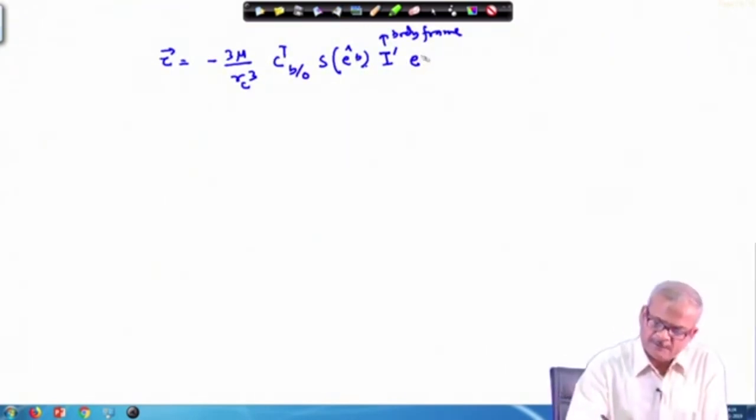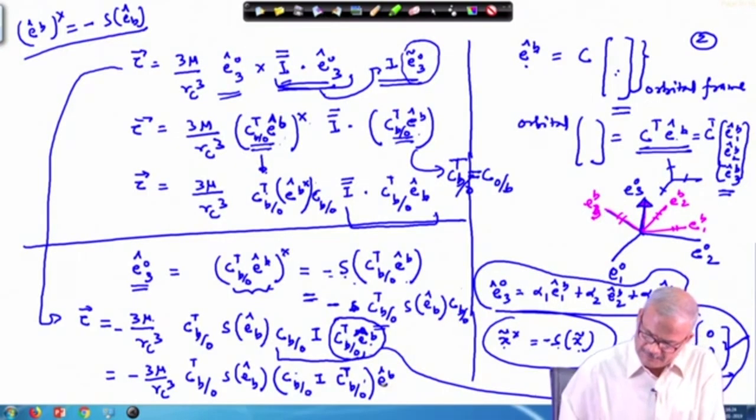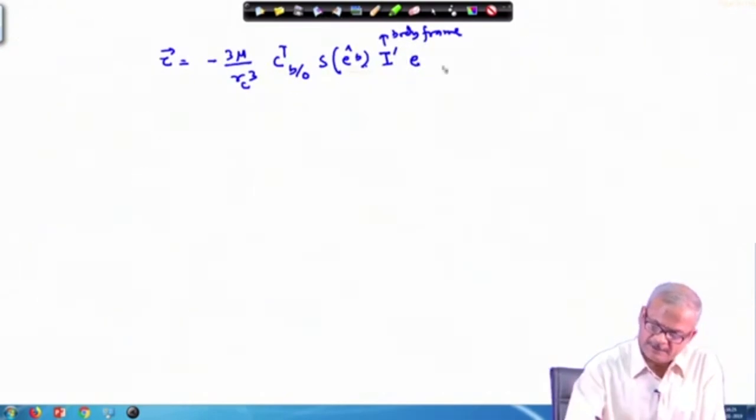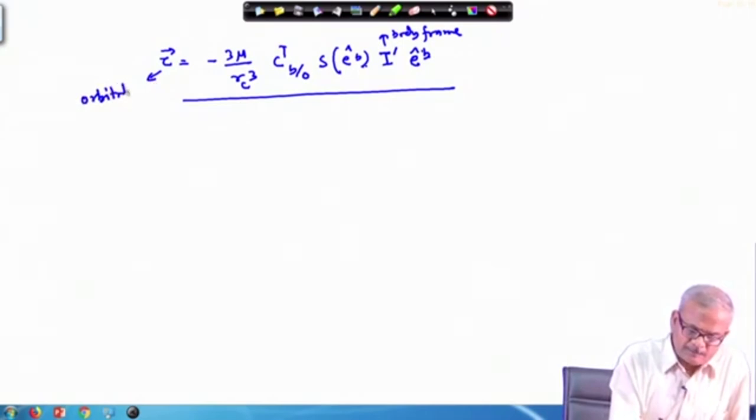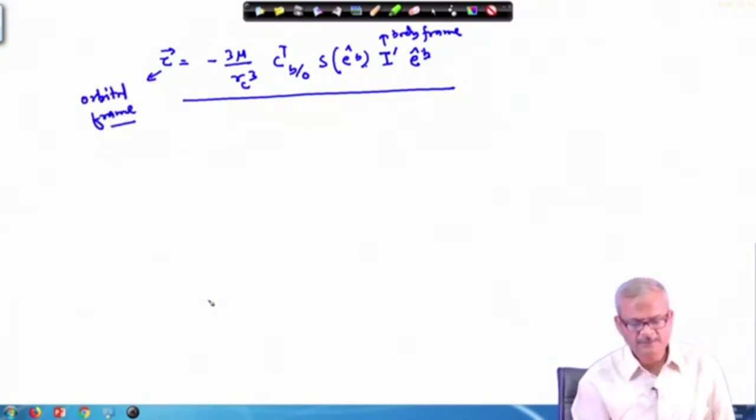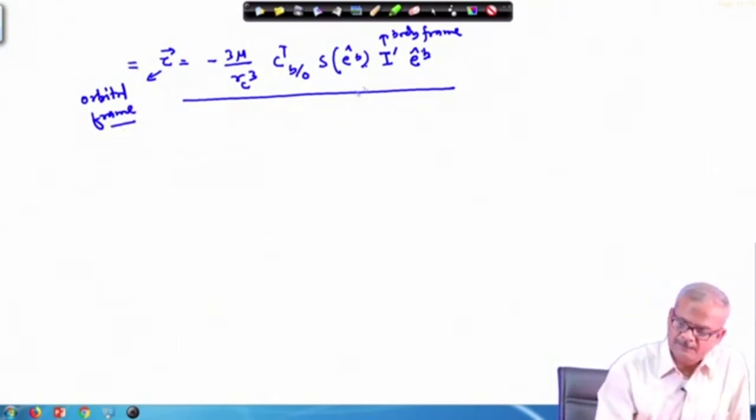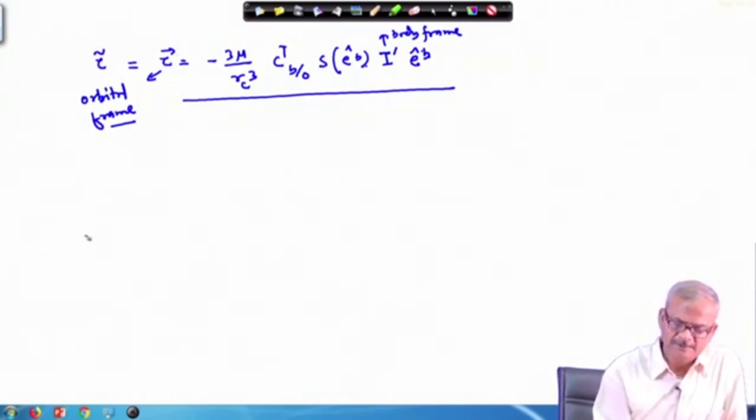Okay, so, therefore, this can be reduced to E cap B. So, on the right hand side we have this. Now, one thing you remember is that this is still in the orbital frame, and we need to convert this into the body frame. Because on the right hand side we have expressed the whole thing in terms of the matrix notation, therefore, I will put a tilde here instead of putting a vector in this place.